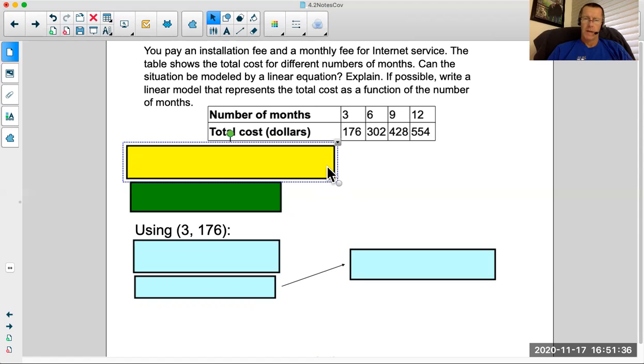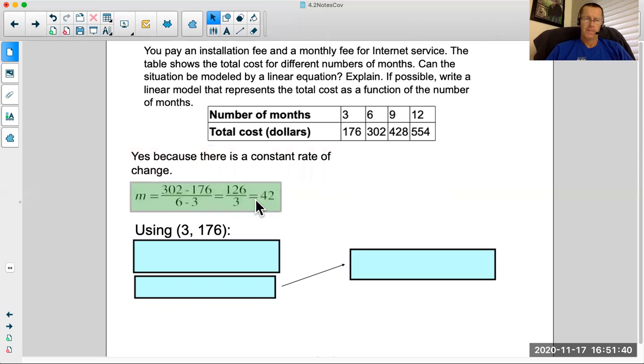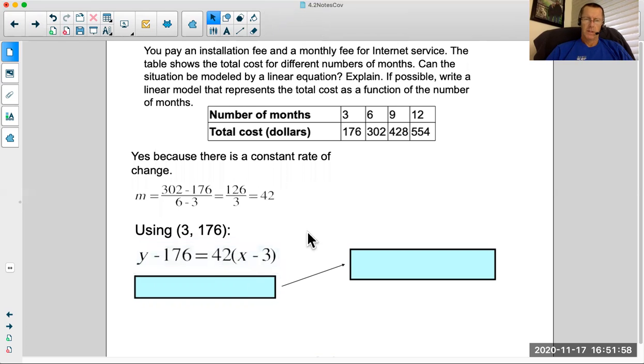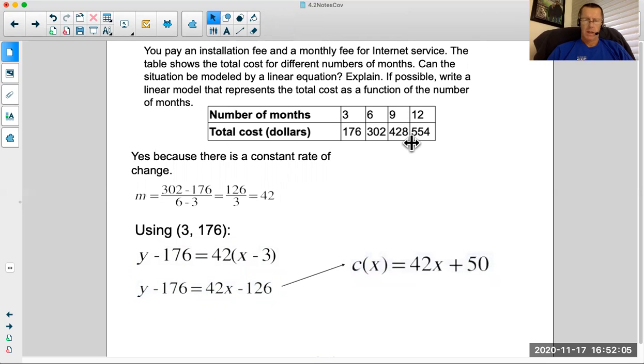Lots of points there, right? If I use 6 comma 302 and 3 comma 176, change in the y's over the change in the x's, 126 over 3 is 42. Then I used this point. I could have used any of those 4 points. Plugged into point slope, then distributed and moved over 176. And there we have it.